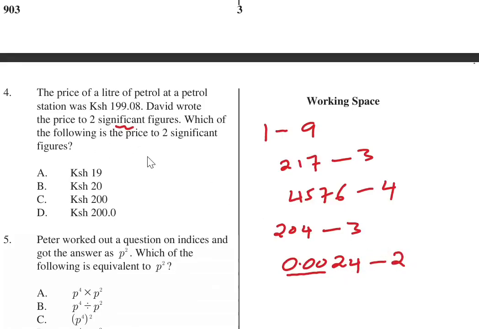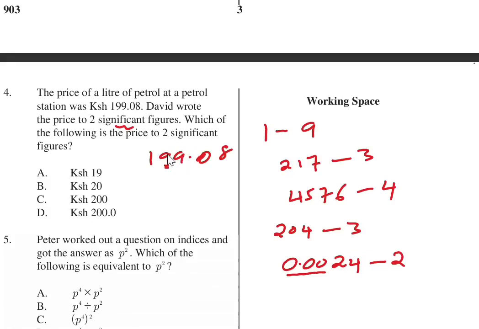So for this example, here we have 199.08. This number has how many significant figures? We count 1, 2, 3, 4, 5. But we want now 2 significant figures. So we start 1, 2. We stand here. You look at the next number. Is it 5 or more? We add 1. You can see 9 is more than 5.